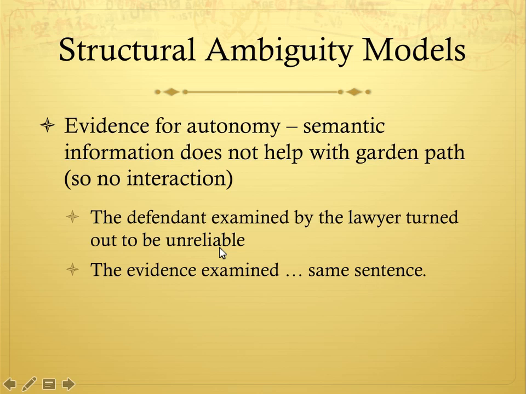So the defendant is the unreliable one, but semantics-wise, either one could be unreliable, so semantics isn't helping here. Now, if I said the evidence examined by the lawyer turned out to be unreliable, now it seems much more sensible that the evidence is unreliable. It's the same basic sentence, but they are processed very differently, so semantic information is not really helping with these garden paths.